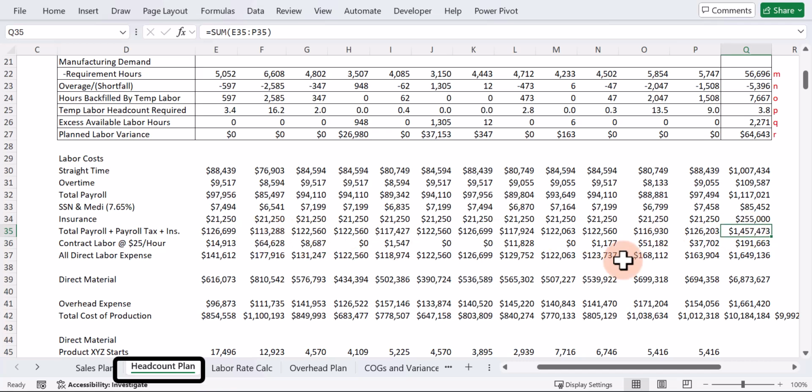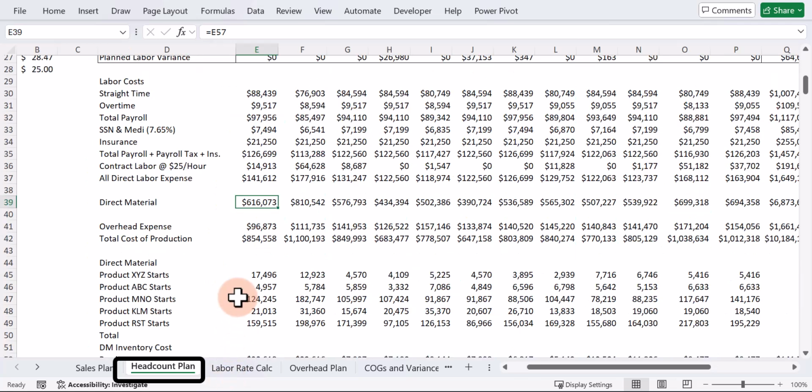And then we have contract labor, about another $192,000 of contract labor, which means our direct labor is going to be around $1.6 million. Then we calculate out the direct material. So here we're going to be multiplying our starts times a per unit direct material cost.